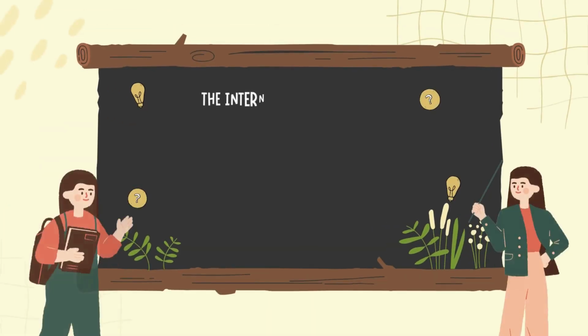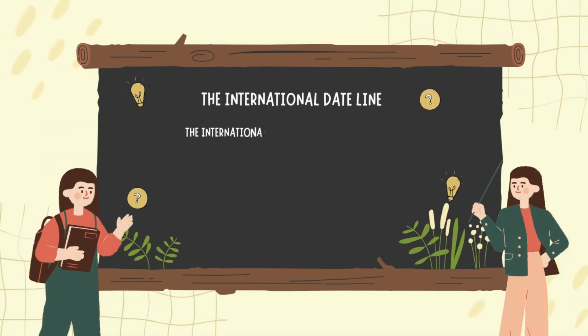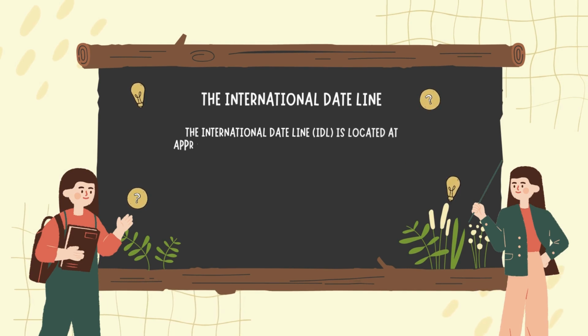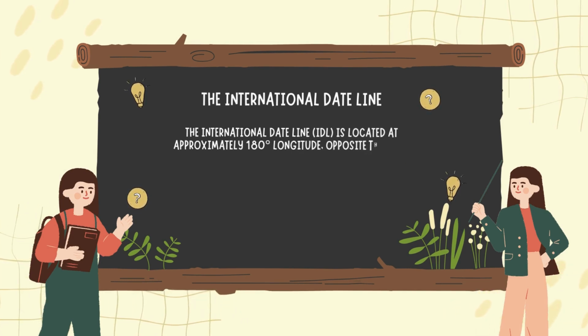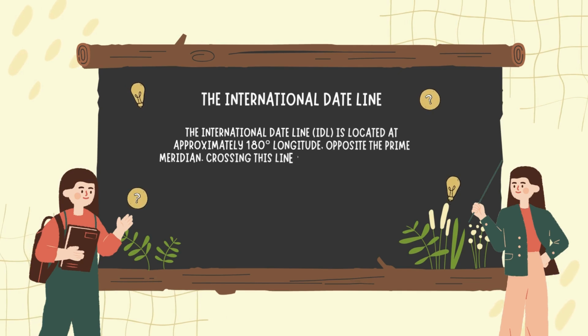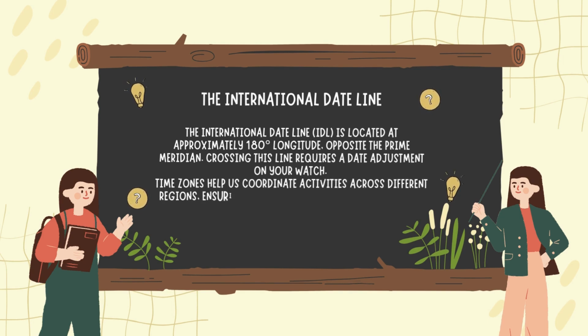The International Date Line. The International Date Line, IDL, is located at approximately 180-degree longitude, opposite the prime meridian. Crossing this line requires a date adjustment on your watch. Time zones help us coordinate activities across different regions, ensuring that everyone stays on the same page, no matter where they are in the world.